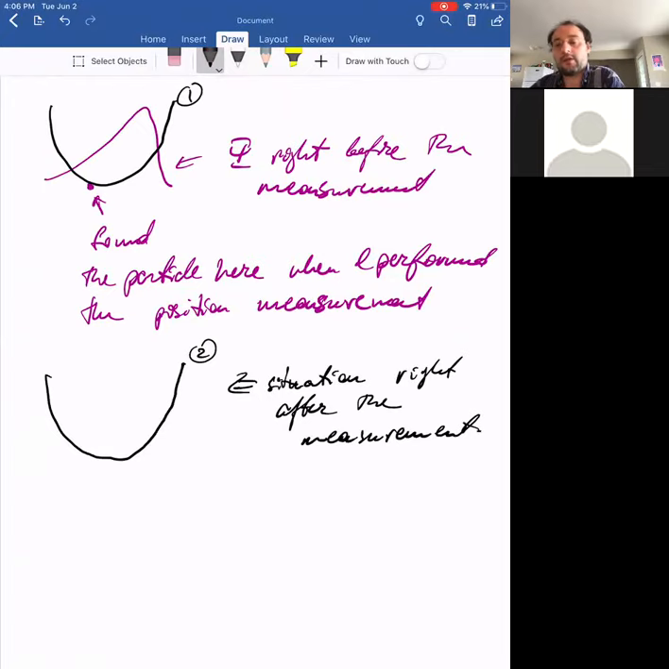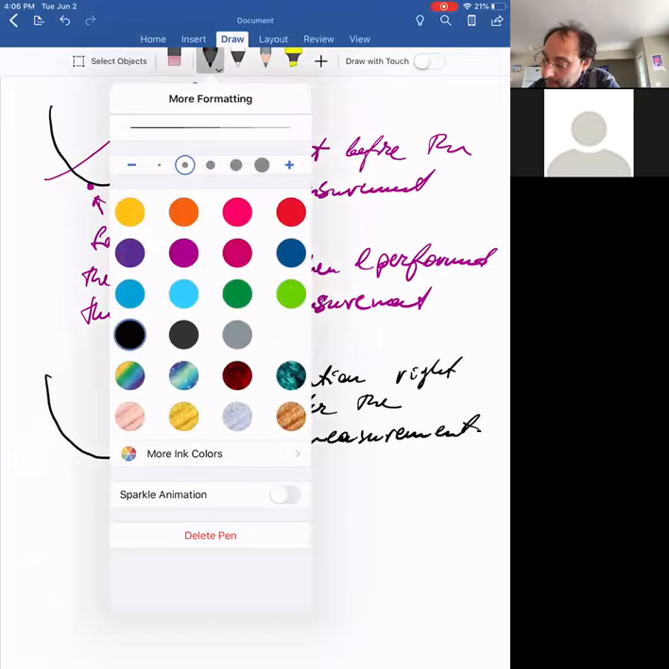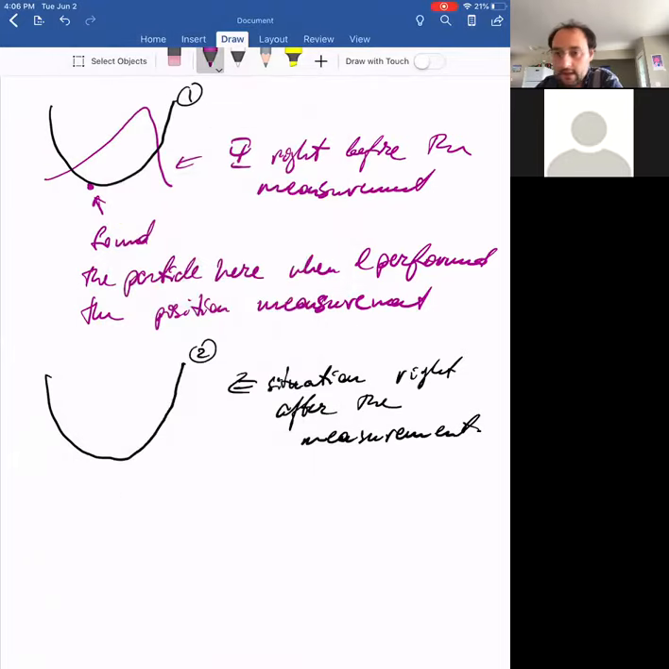What is the wave function right after the measurement? Think about it. This is the crux of the matter. Now, we found the particle right here. That means right after the measurement, I know that the particle is definitely here.